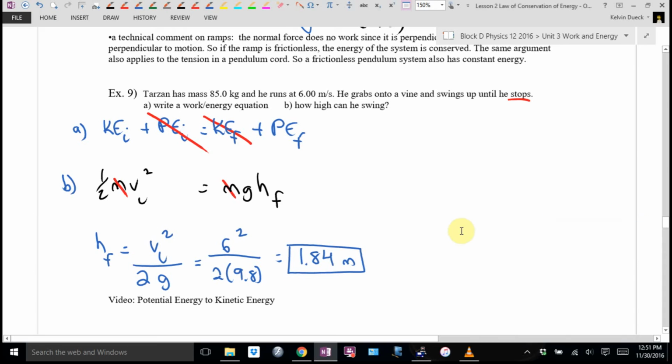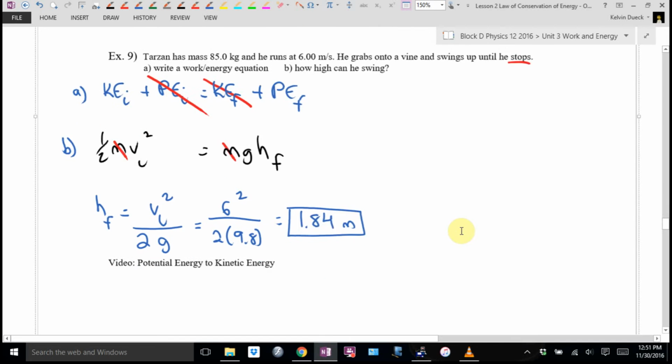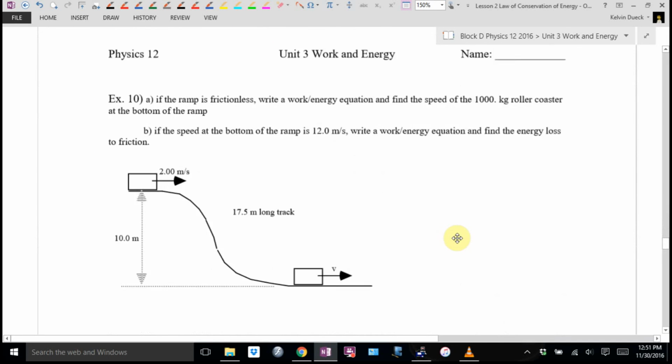Put your pencils down. So that little demonstration, I hope that convinces you. Energy, work, it's just a scalar. It doesn't care about the path that you take. Energy is conserved. One more and we're done.